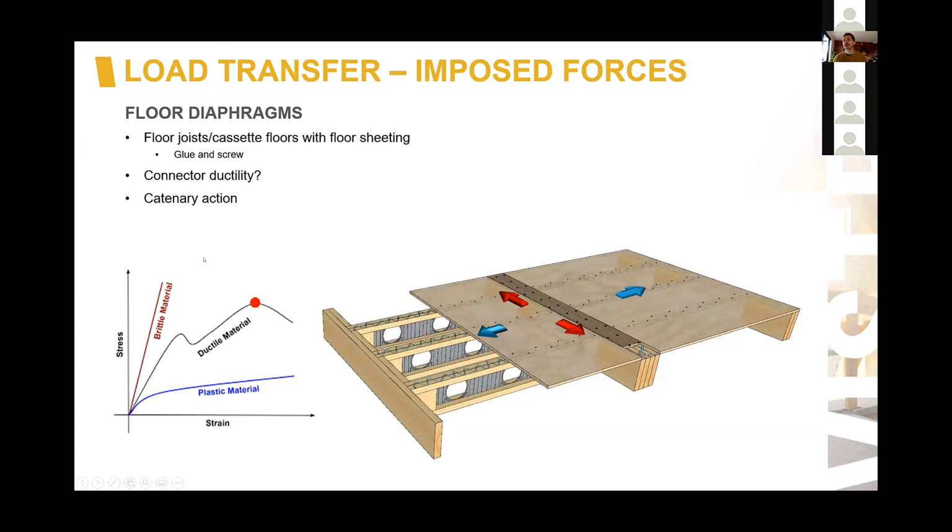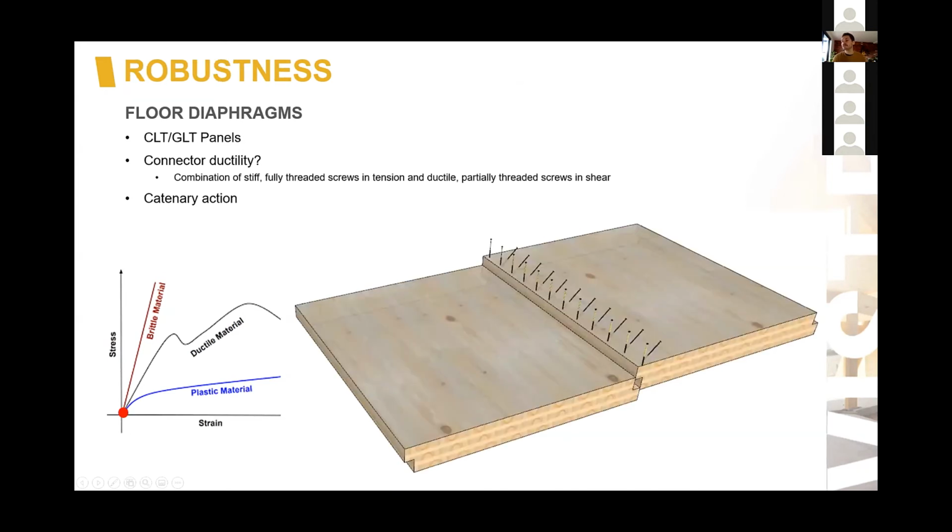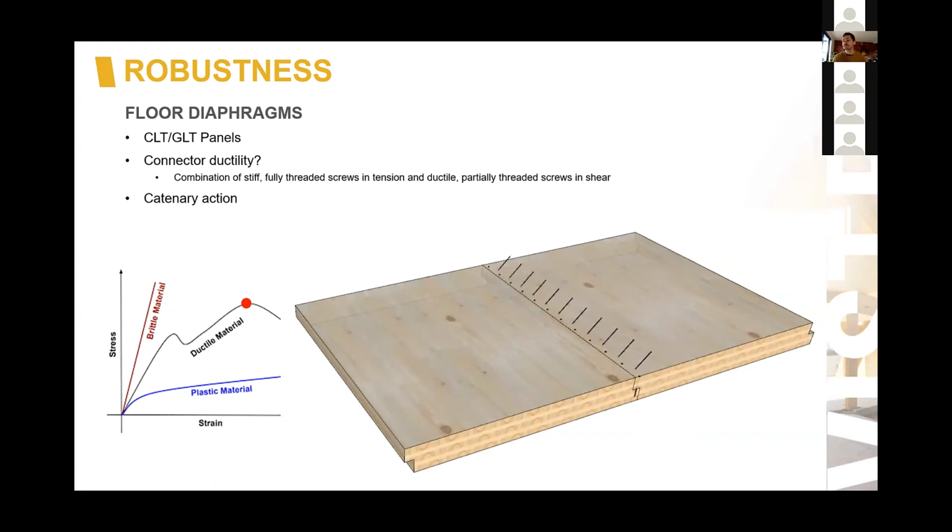In a similar manner with, say, a CLT lap joint, here again, as Jeremy mentioned, it'd be good to use a combination of fully threaded and partially threaded screws. You will need fully threaded screws to actually resist the high forces of the catenary reaction, so the tensile forces, while you need some partially threaded screws to enhance the ductility performance. And some of the research that I've seen or heard at different seminars and conferences does show that a combination of these screws will enhance the ductility performance of these connections.